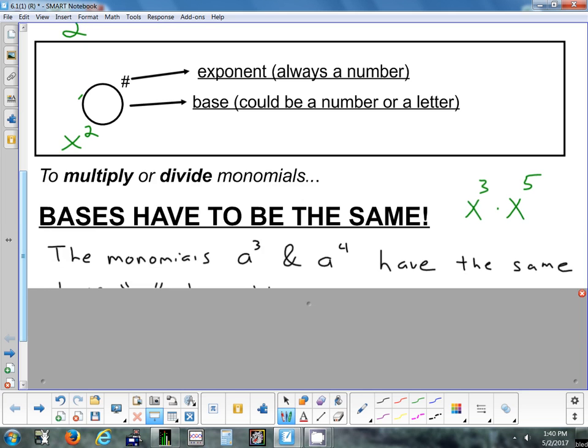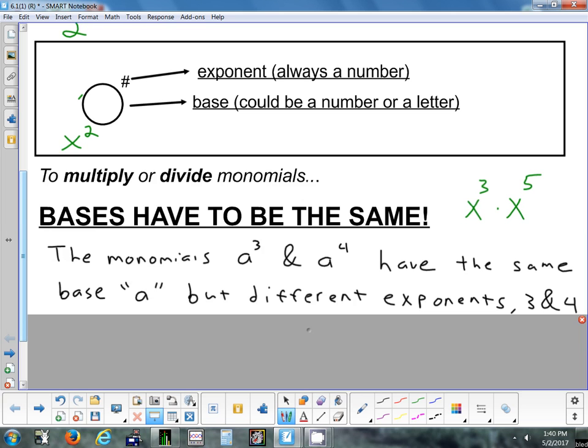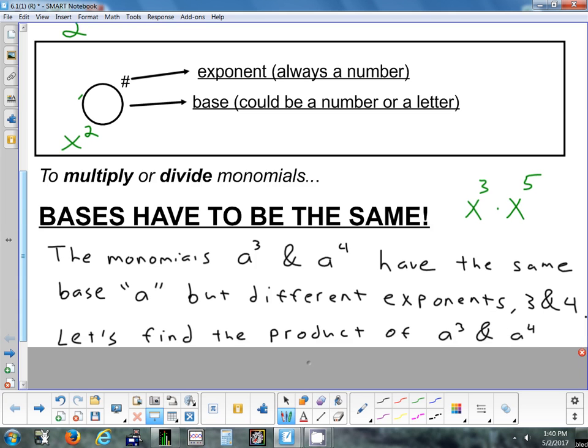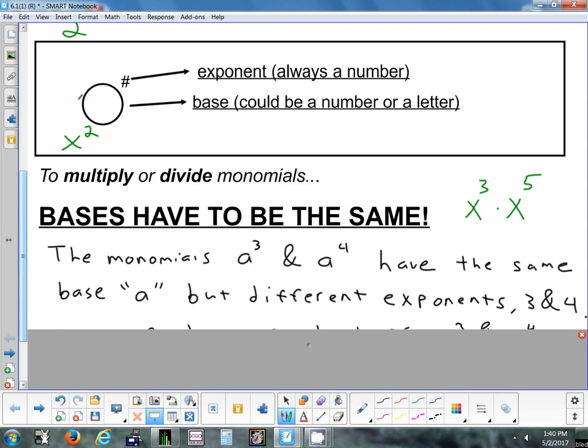Here's another example. That's a monomial. That's a monomial. What's the base on both of them? A. What's the exponent on the first one, just to make sure we can identify that? What's the exponent on the second one? 4. These have the same base, okay? But they have different exponents. That's okay. You can have different exponents. Bases have to be the same.